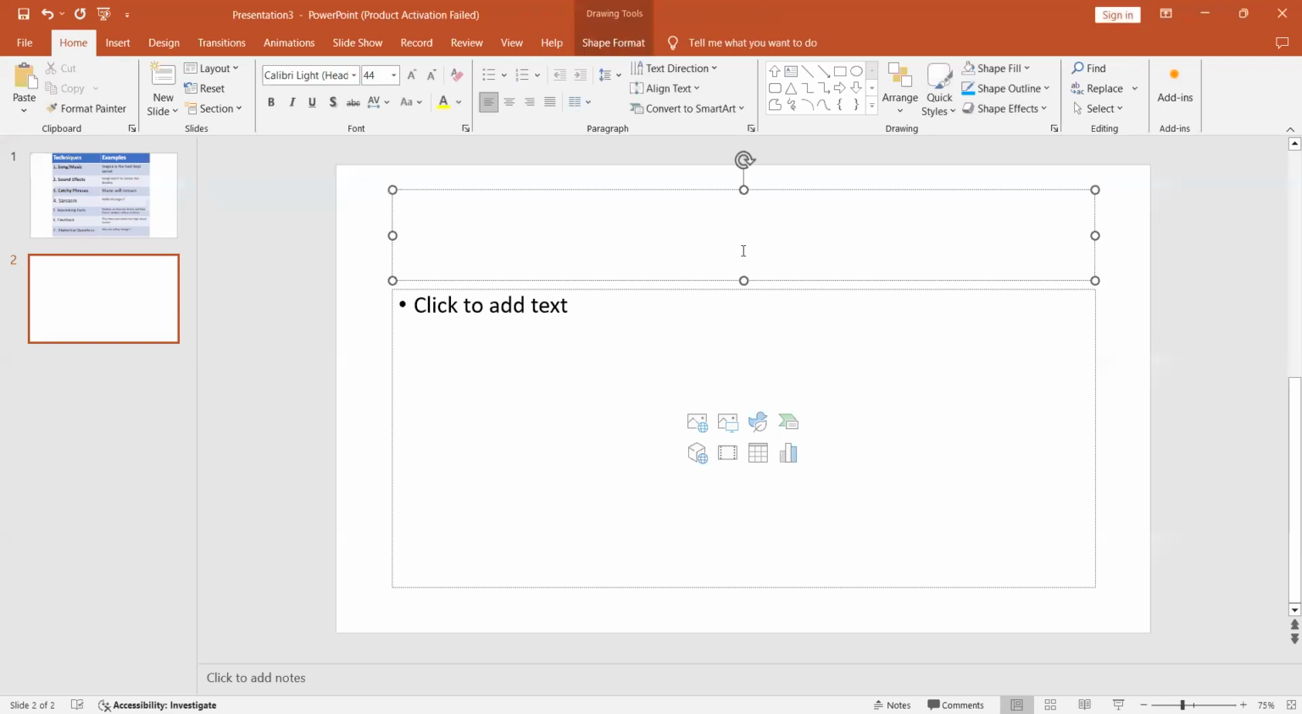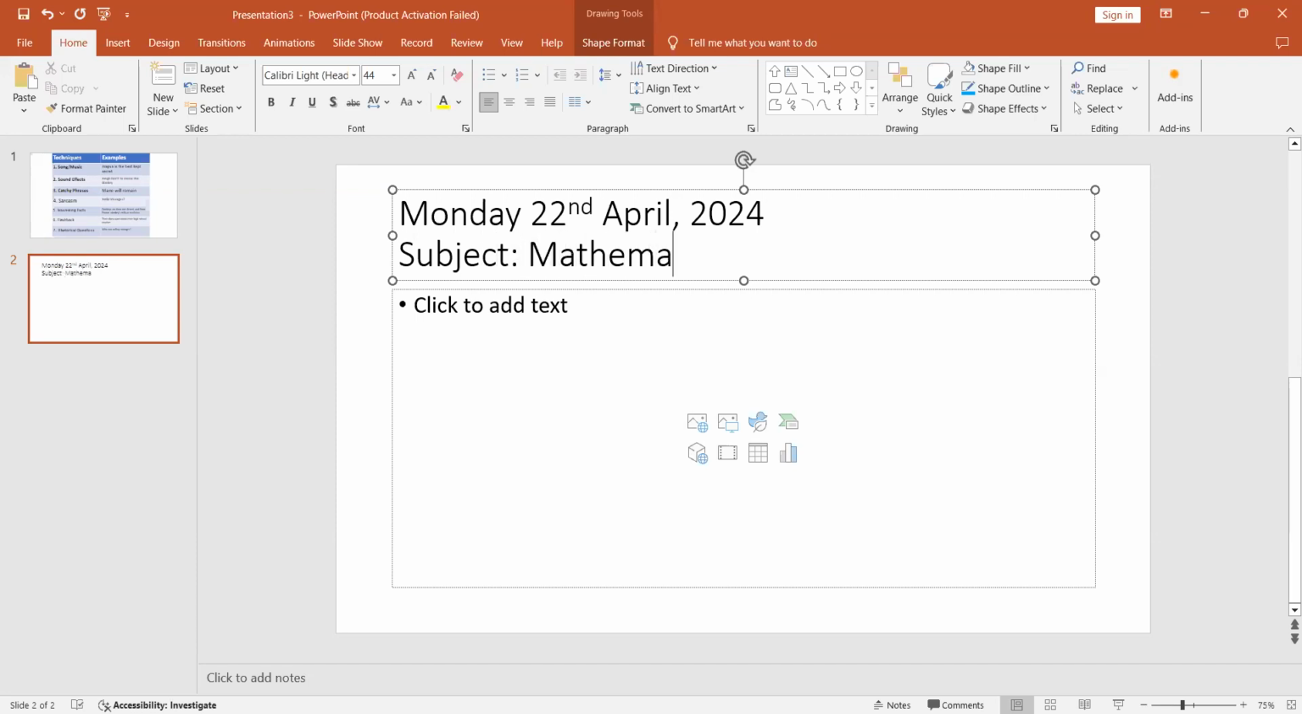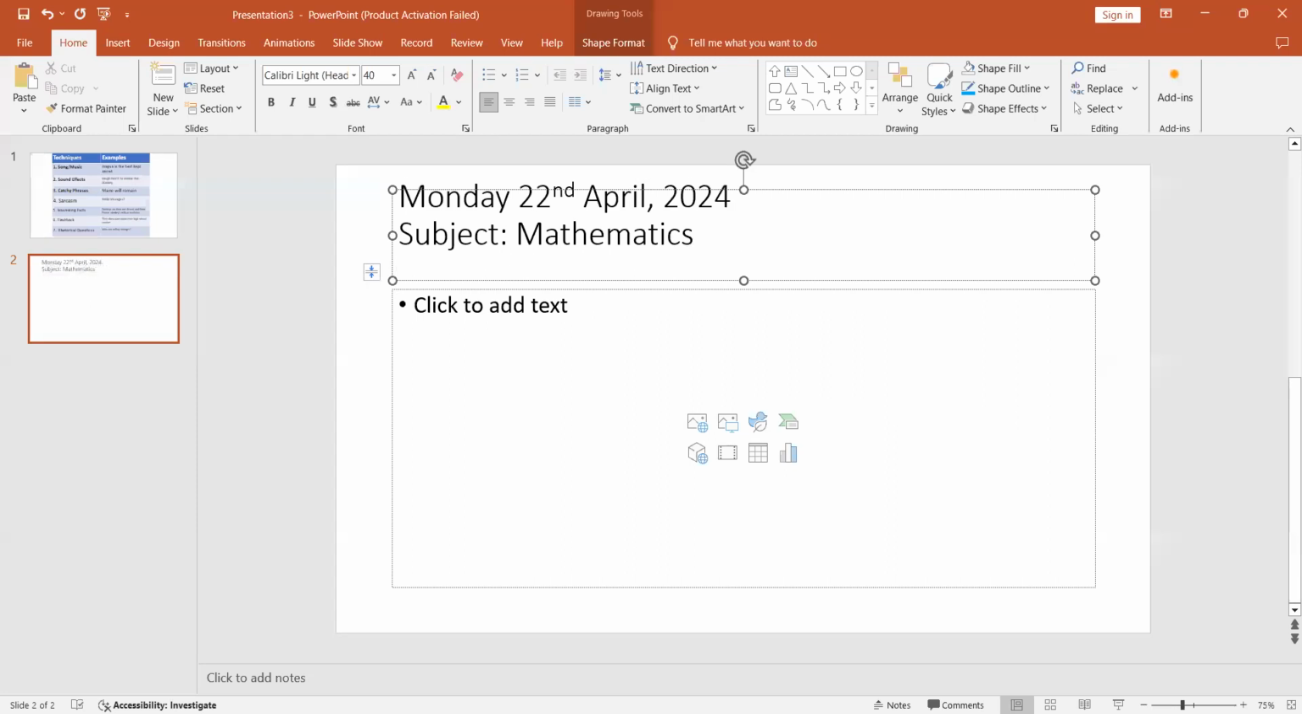Today is Monday the 22nd of April, 2024. The subject is, of course, mathematics, and the topic is constructing geometrical constructions. Part one.